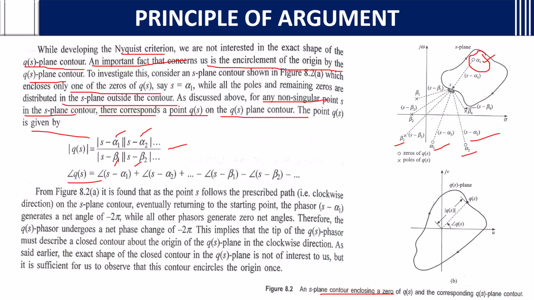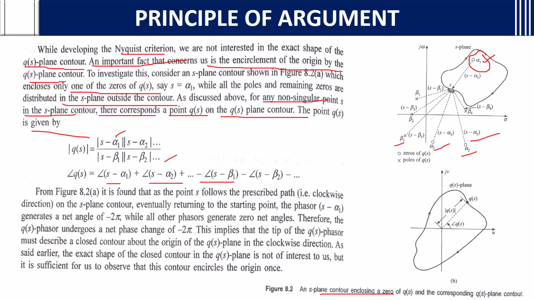So the angle of Q of s can be written as how? Angle of S minus alpha 1, S minus alpha 2, plus so on, minus angle of S minus beta 1, minus angle of S minus beta 2. Whenever you are finding the angle, when it is in the form of numerator and denominator, you add the numerator angles and subtract the denominator angles. So it is written that way.